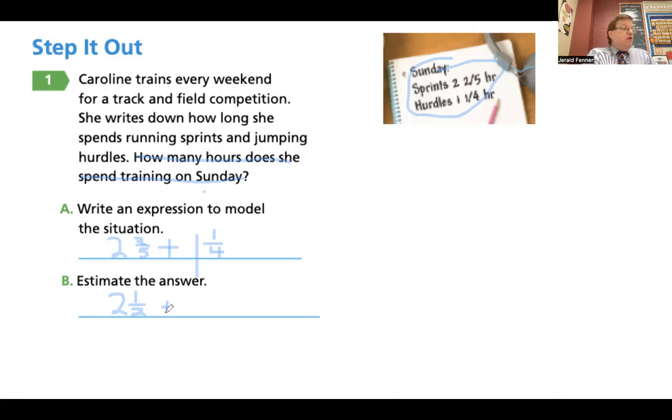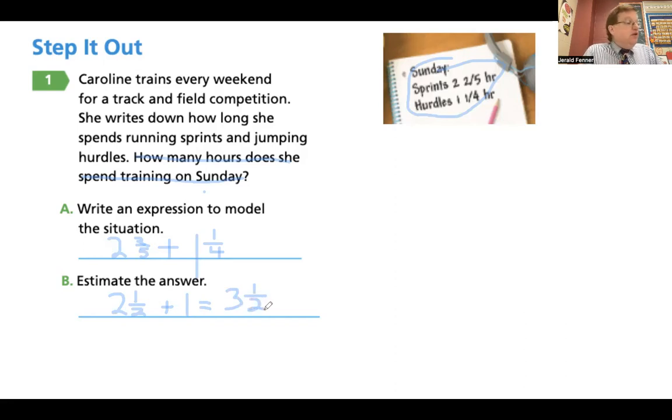And the 1 1/4, that's a tricky one, because the 1/4 could go to either 0 or 1/2. I would accept either one of those answers. You could answer 1 1/2, or you could say 1. Okay, the book says we should say 1. But 1/4 is actually right in the middle there. So your estimated answer would be 3 1/2.